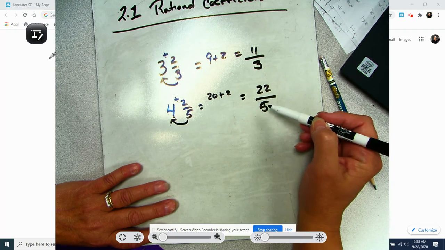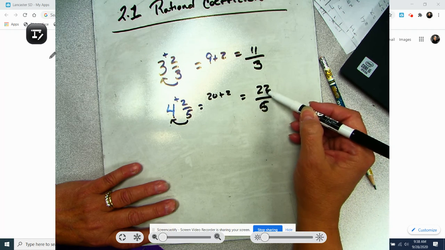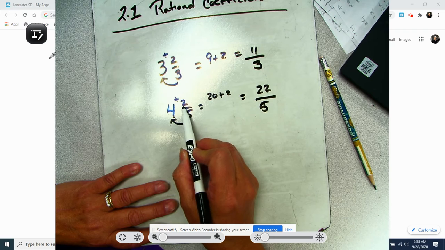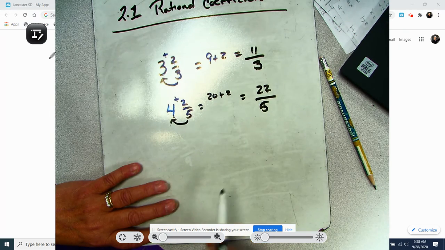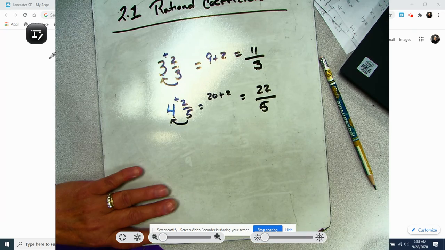How do we know that's right? 5 goes into 20 4 times with 2 left over. 3 goes into 11 3 times with 2 left over. This is how we get our improper fractions.